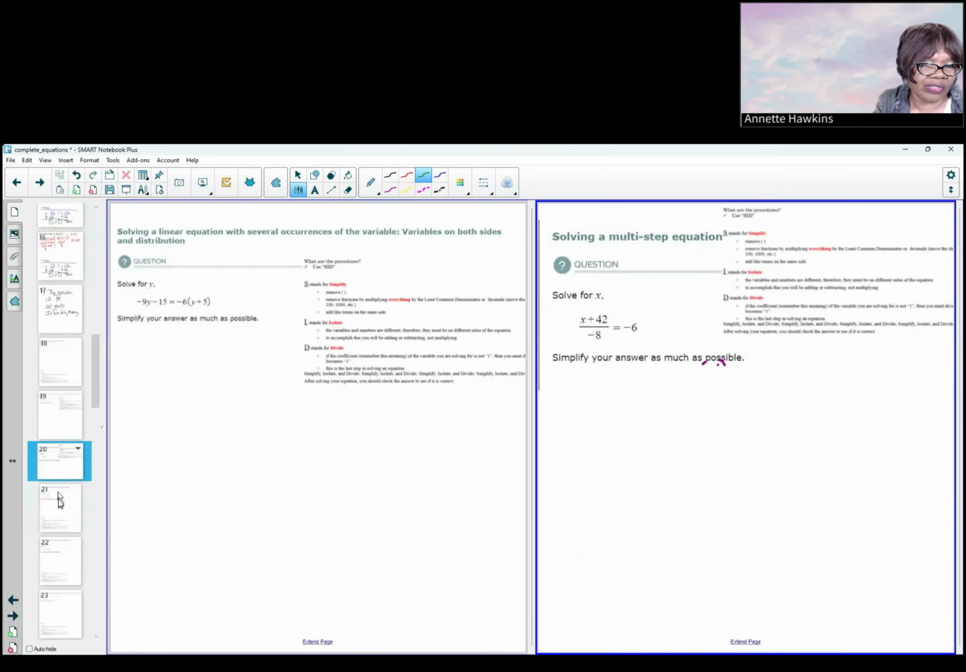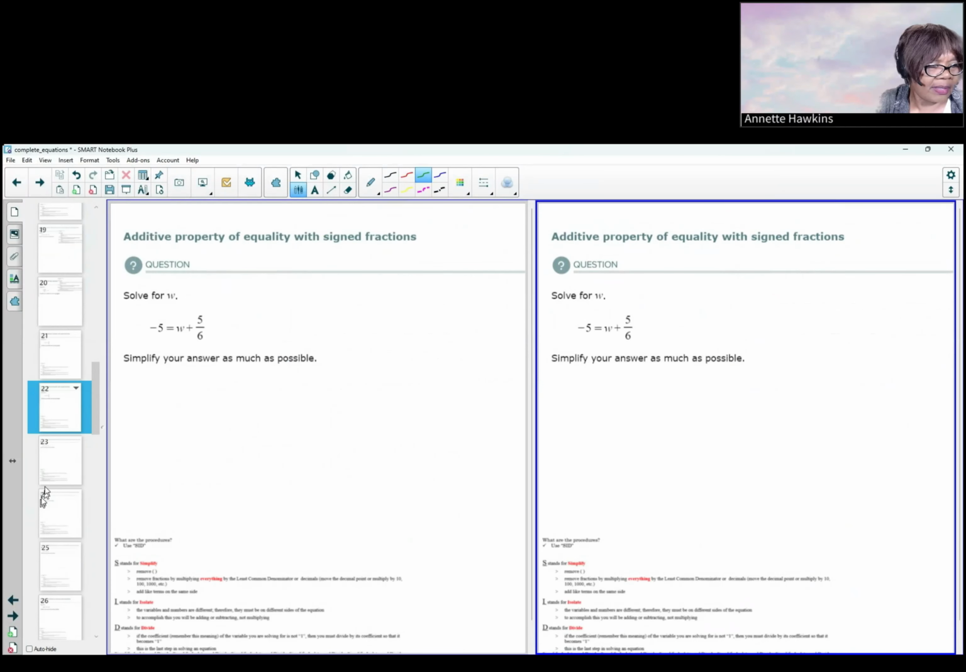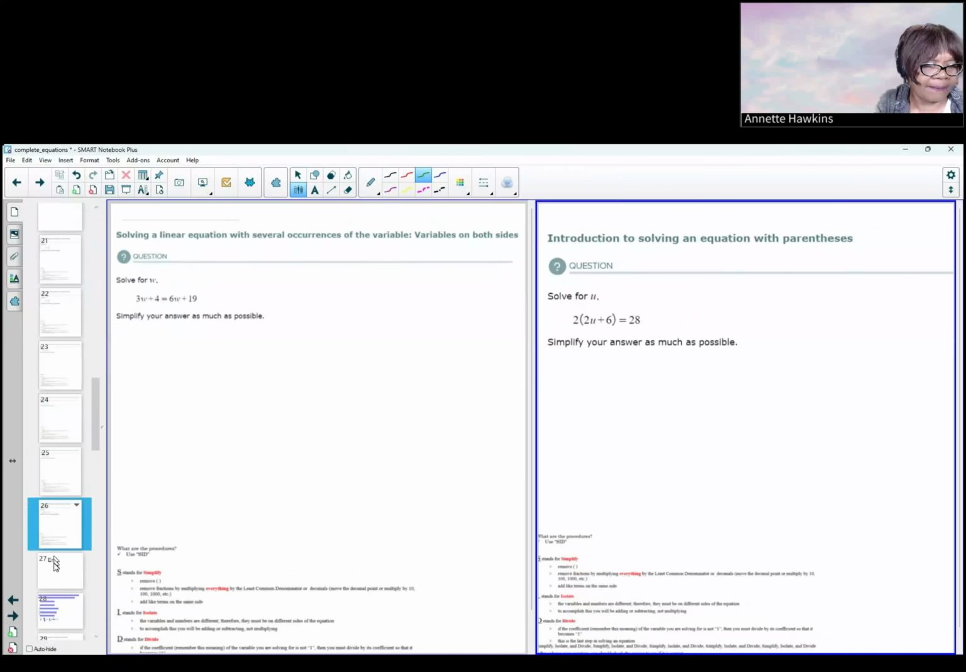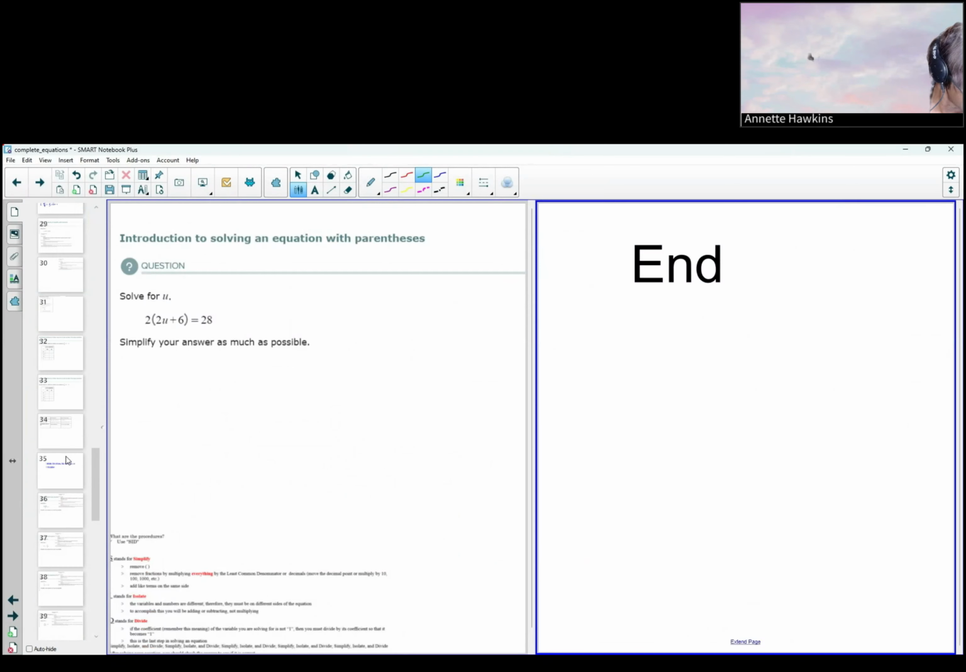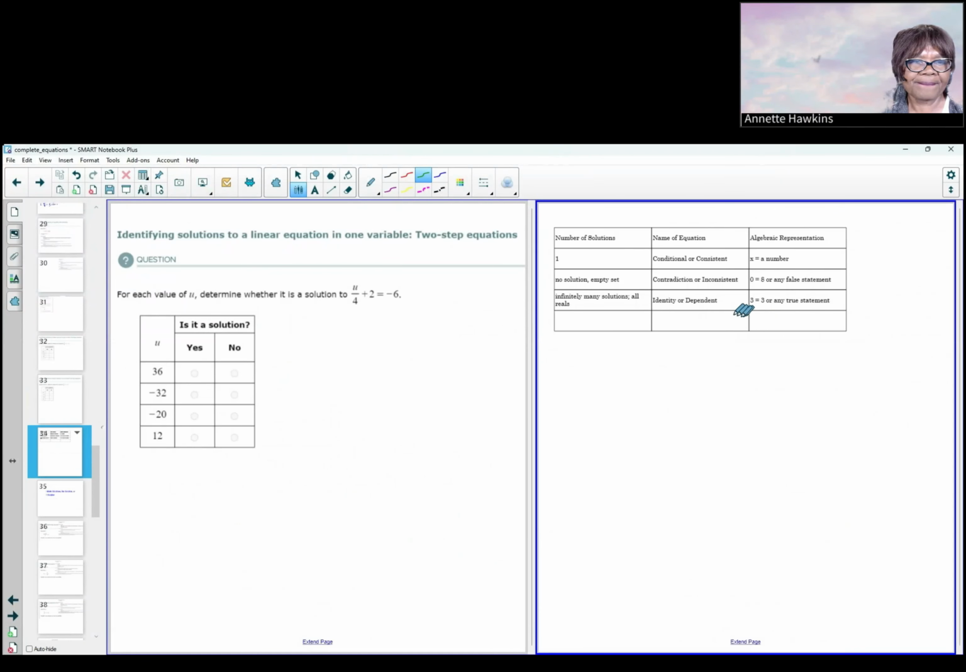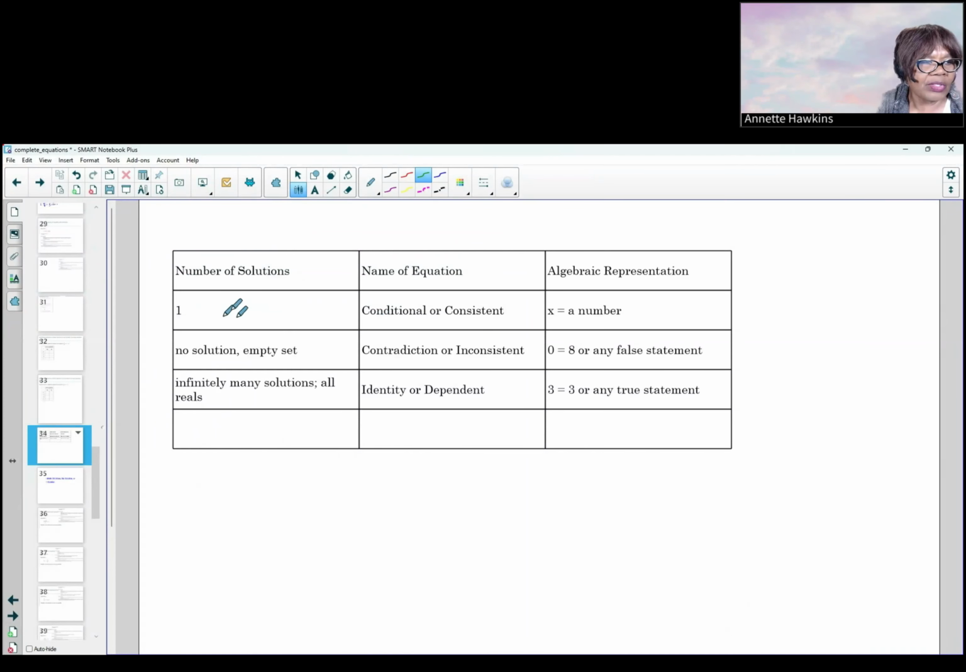I'm trying to go to my chart. Oh, let's see. Okay, so here we are. So if you get a solution, it's called a conditional equation or consistent system. If you don't have a solution, it's a contradiction or inconsistent system. If you get infinitely many like we did, this is an identity or dependent system. Okay, so this is what it looks like.